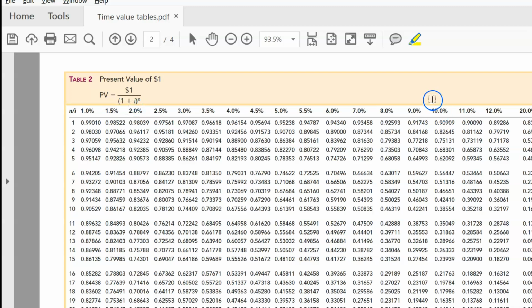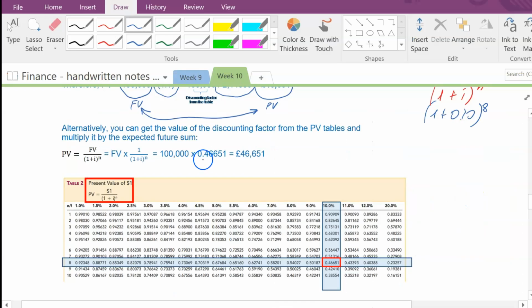So here we earn return at 10%. This is our return. And we also invest for 8 years, so we select this row, which means that our discount factor is going to be this one, 0.46651. This is where we found it, right? So please pay attention. If you find the discount factor in the table, you don't divide it, you multiply it straight away, because it gives you this particular value.